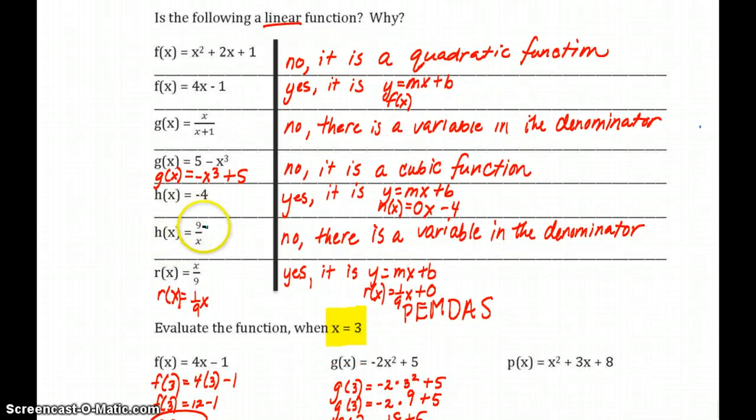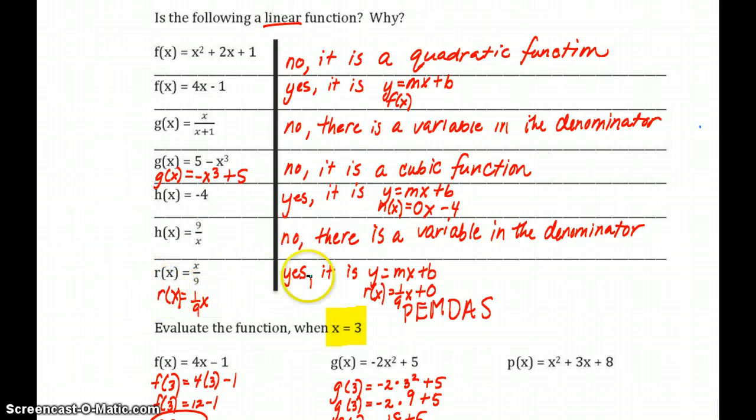This next one, h of x equals 9 over x. A little different look at this one up here, g of x equals x over x plus 1. This is not a linear function because, again, you have a variable in the denominator. And the final one, r of x equals x over 9. Now, these two look a lot alike, but this one doesn't work. It's not a linear function. Denominator has a variable, but this one's okay.